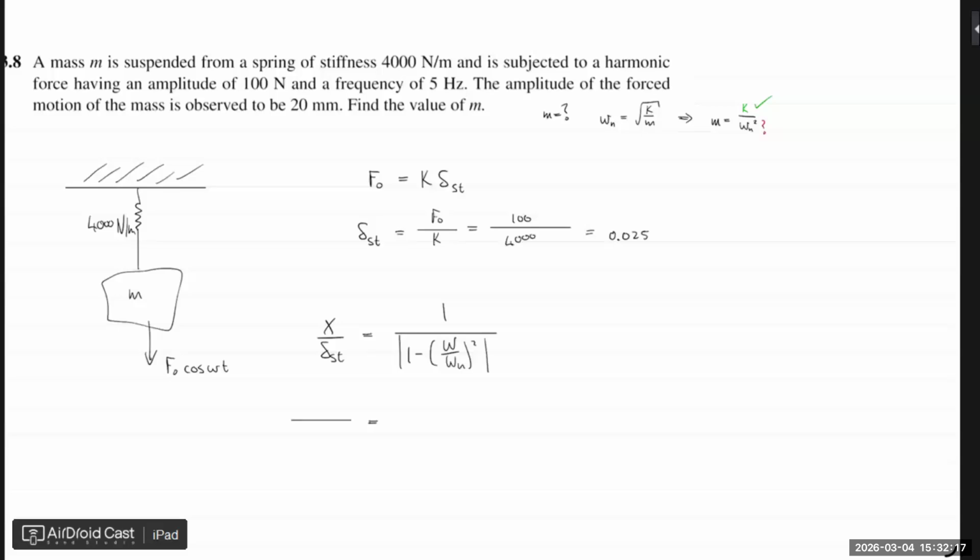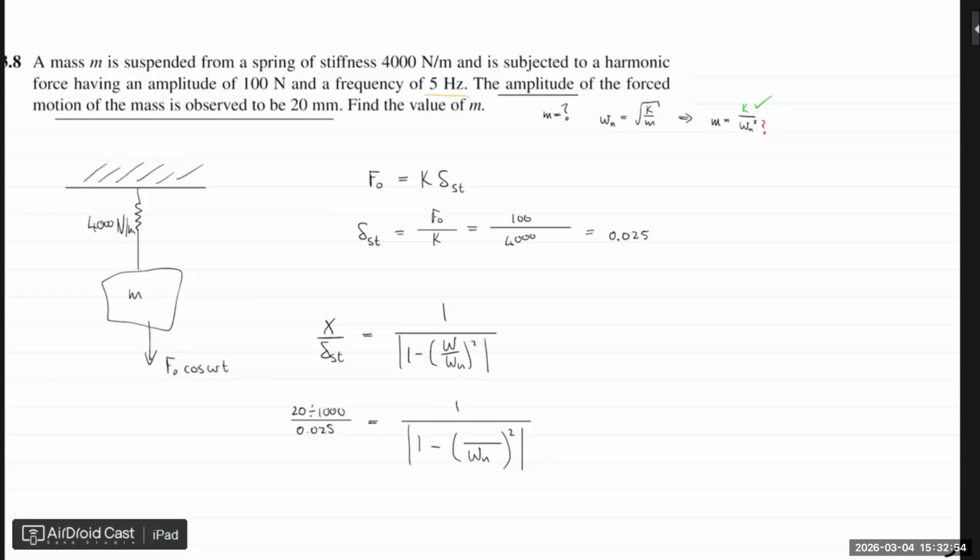So that X is that part that I spoke about, the 20, that amplitude. That's that X. So it's 20, but I'm just going to divide it by 1,000 to get it into meters. The delta st is that value that we already calculated, that static deflection. And then here I have everything. I have the omega. We're going to talk about that in a moment. But I don't have omega n. But I can calculate it.